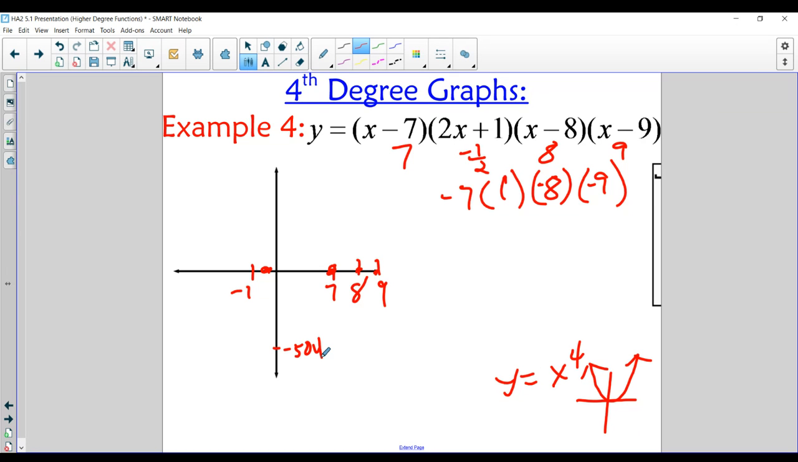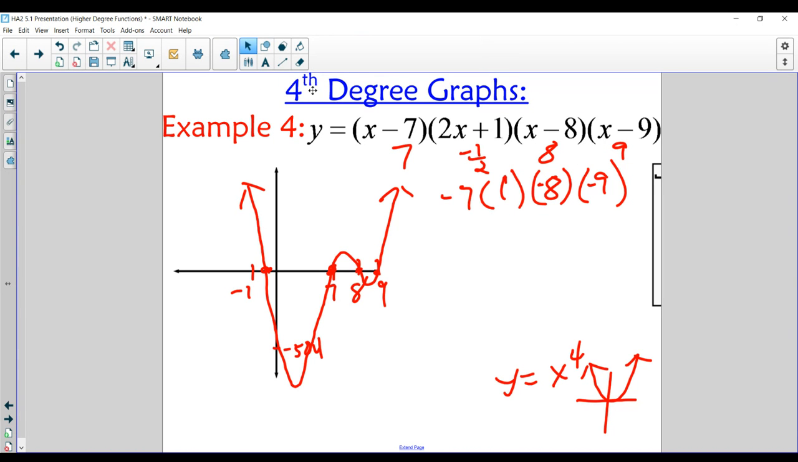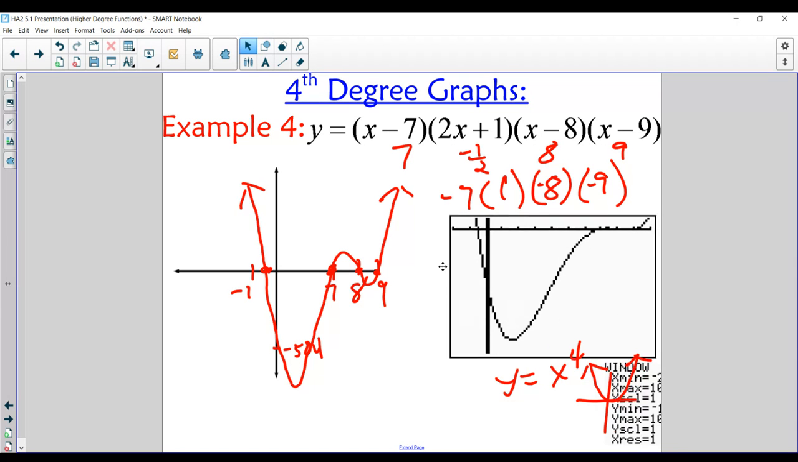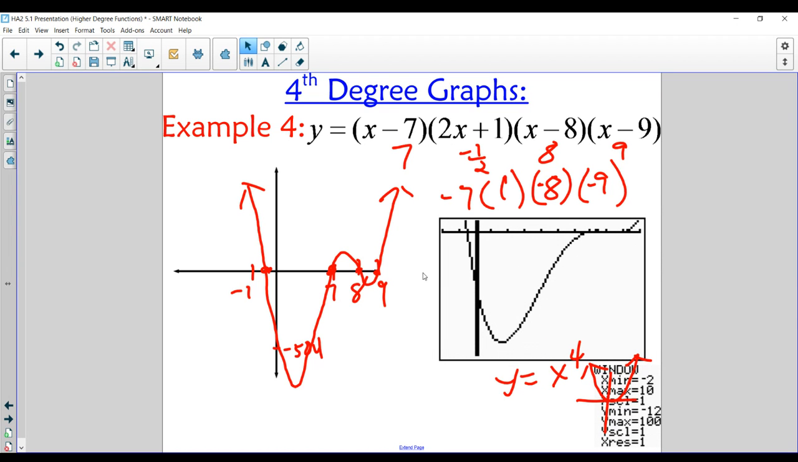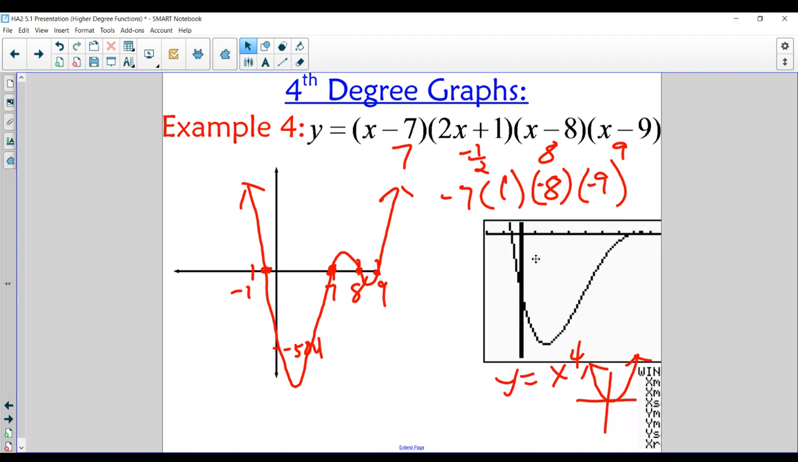Okay, so this graph will start up here, go through this point, go through the negative 504, change directions, come through the 7, come through the 8, go through the 9, and there would be your graph. Okay, and this is what it would look like. Because this goes down so far, you can't really see it very well here, and that's going to be the problem with the calculators. Being able to tell what's going on right here is sometimes going to be too hard to do.